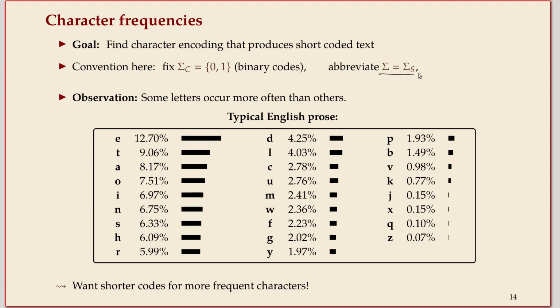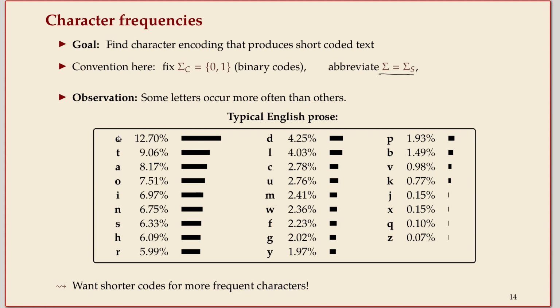Now, if you take English prose, averaging over whatever English prose is, it probably differs a little bit between different authors, but a rough approximation is given here. Some letters occur more frequently than others. So this is ignoring case. E stands for small e and capital E, etc.